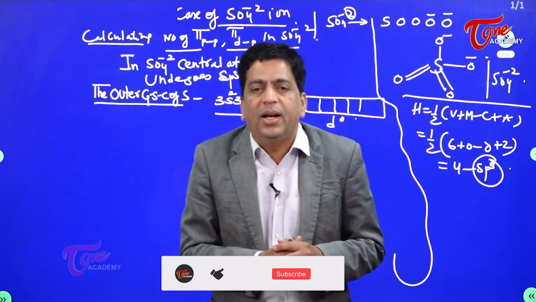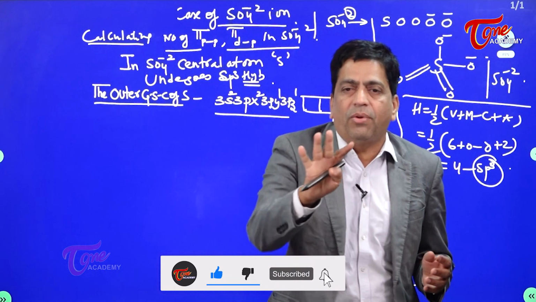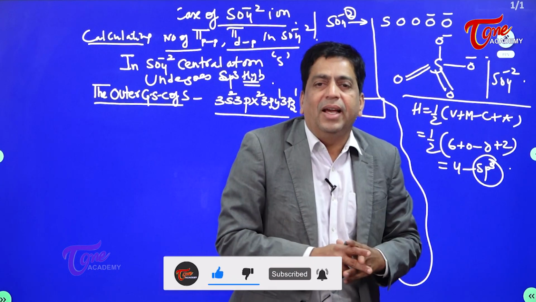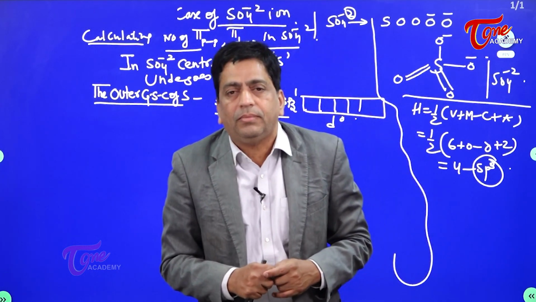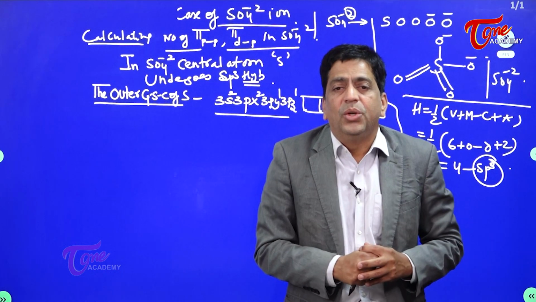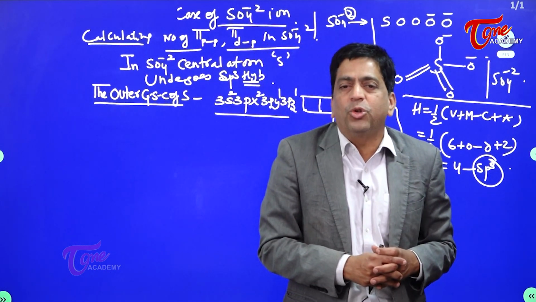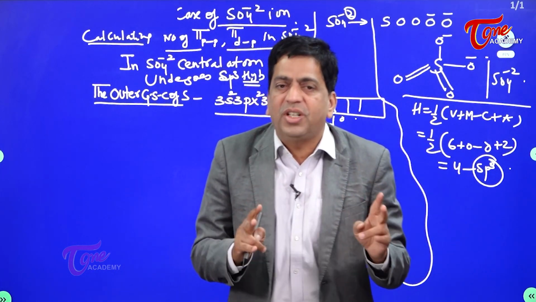Now what happened? 4 oxygens called me, because sulfate ion will have 4 oxygens. All these 4 oxygens called me and expressed the intent of participating in bonding with me. That is sulfur. So what are they doing? They are approaching sulfur. When they approach sulfur, they will be releasing energy, right?